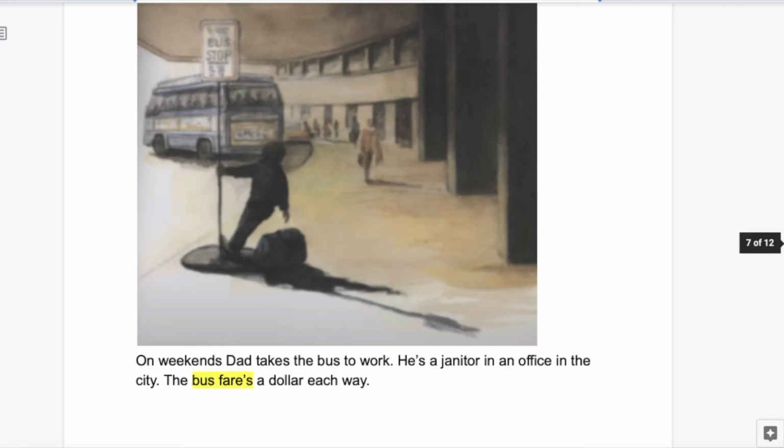So another term I'd like to bring up is bus fare. You can kind of think of that as like a bus ticket, and a bus fare is a fare that's charged for riding the bus.